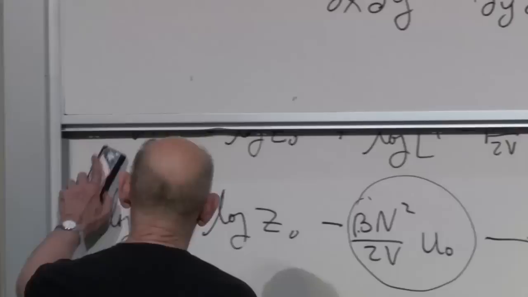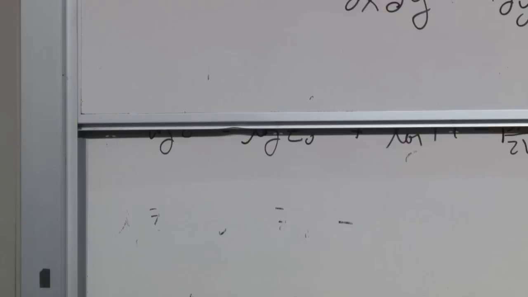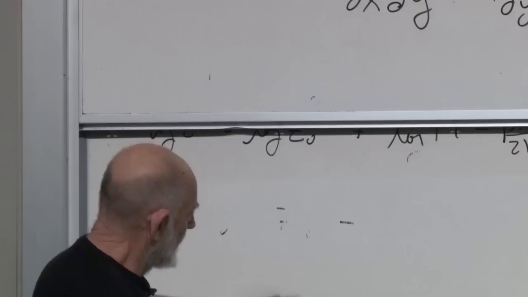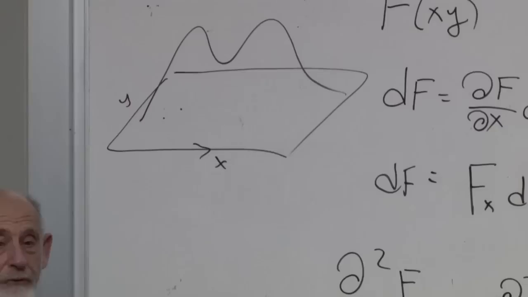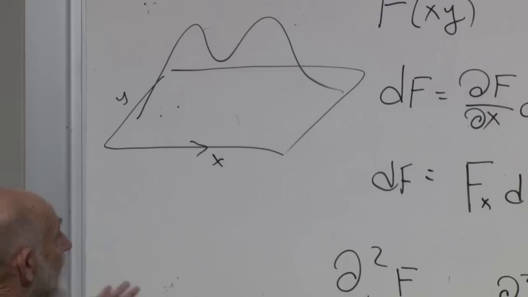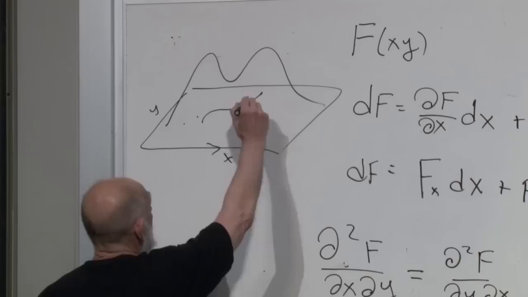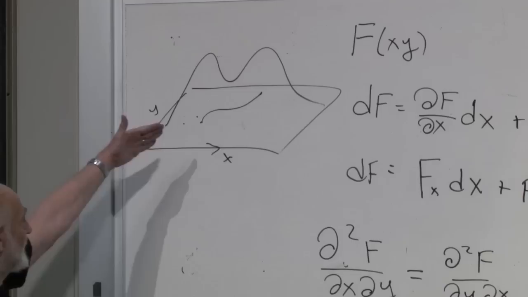It's intuitively obvious that the following. Okay, supposing you take a walk on this terrain and you come back to the same point. How much does f change? Not at all, right? Let's ask a slightly different question. Supposing you take a walk from one point to another, how much does f change? Well, one answer is just the difference of f here and here.